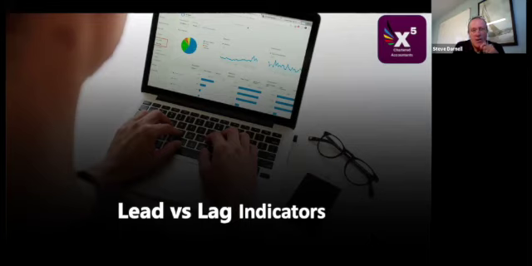Most accountants will only report on lag measures, lag indicators. In other words, things that have already happened. These are things that happen as the consequence of something else. Whereas a lead measure is something that changes before the lag measures change. Lead indicators are the things you ought to be tracking in the business. Because if all you do is look at how much did I sell and what was my profit, well, it's too late to do anything about it. Typically lead measures are the things you need to be influencing to change the behavior of the lag measures.